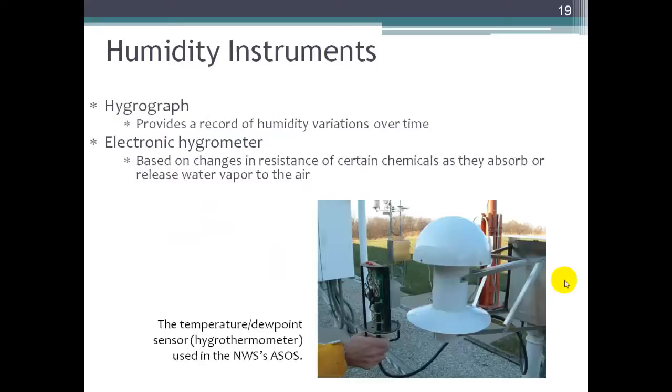A hygrograph is a device that measures humidity over time. Like we saw with the barograph and the thermograph, there's also a hygrograph that you can see the trend of humidity over time. And then an electronic hygrometer, like the one you see in the picture below, is based on resistance of certain chemicals if they absorb or release water vapor into the air. So it's a chemical process. Here we have a temperature dew point sensor, a hygrothermometer. It's doing both: measuring the air and the dew point temperature.